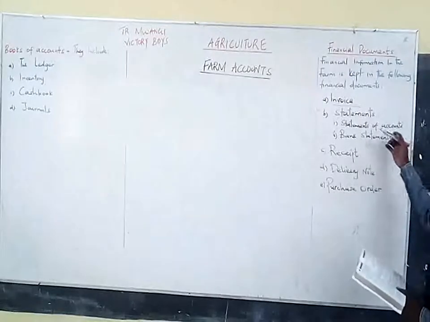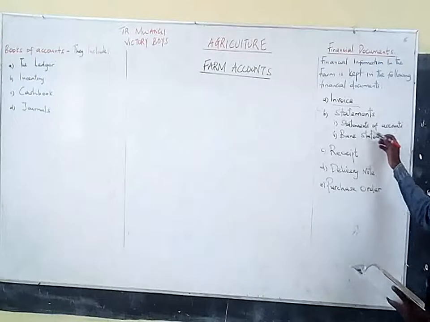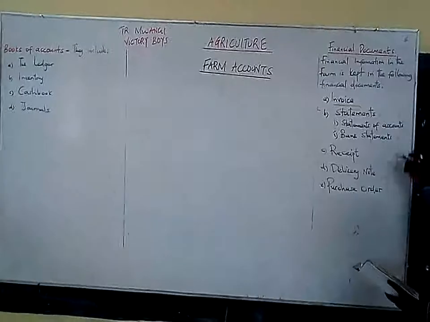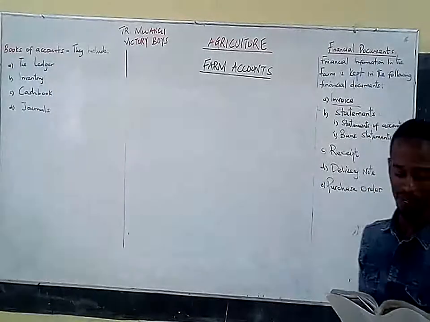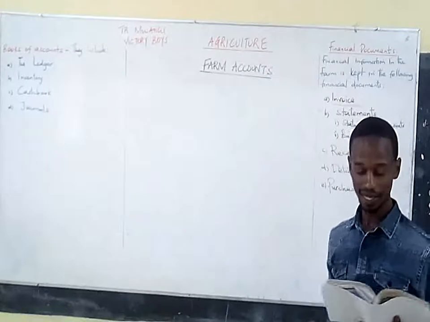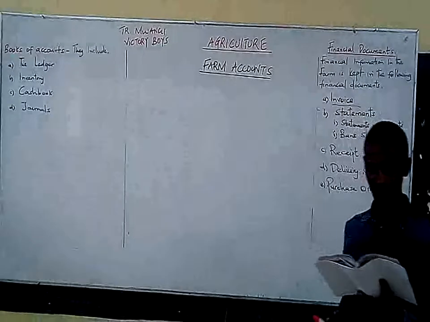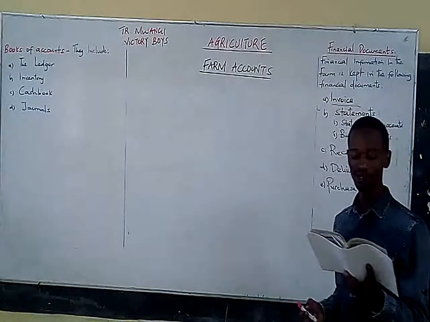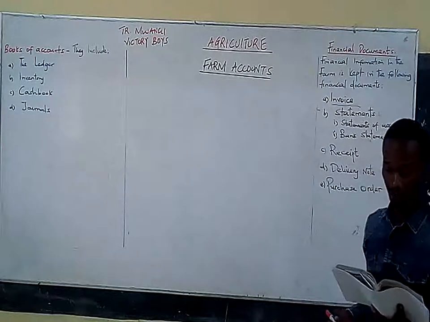So, statements. You have two examples of statements: statements of account, and then the bank statement. A statement of account is a document sent to the buyer by the seller as a reminder to inform him or her what he or she owes the seller. It is usually written at the end of the month.